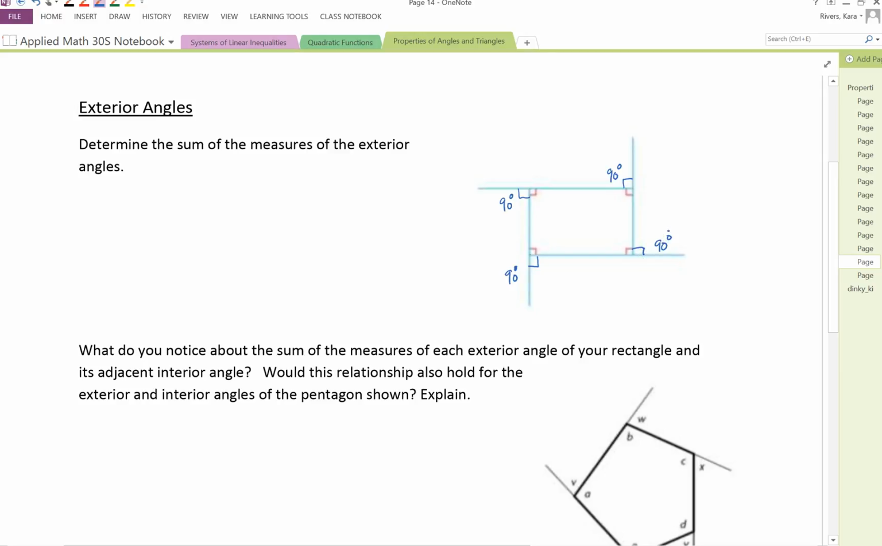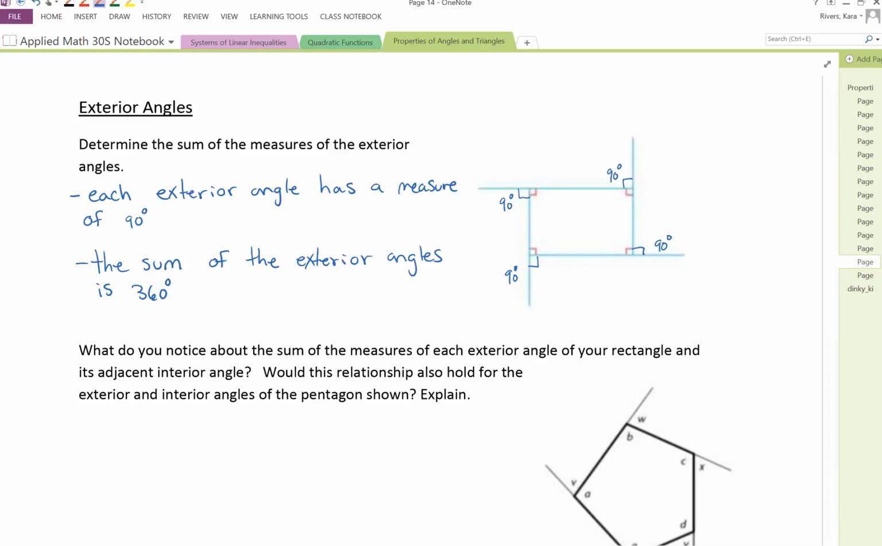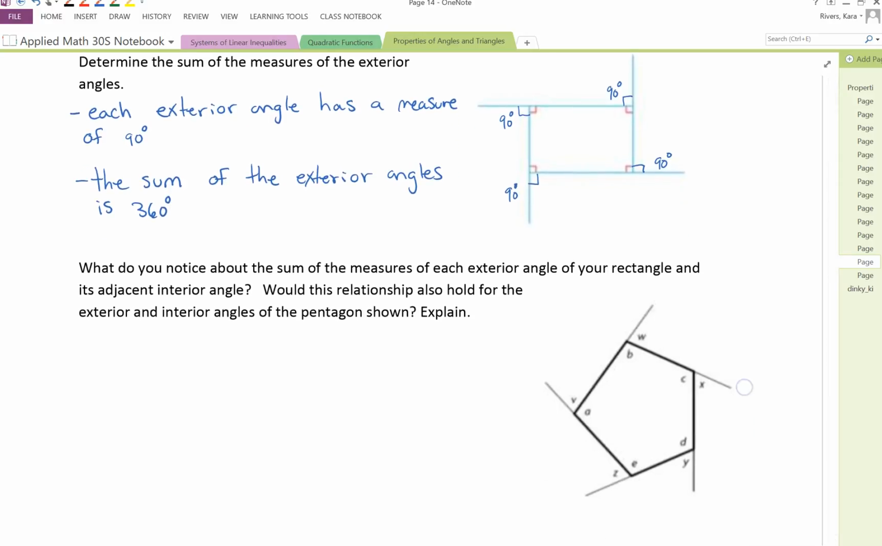Now, how does that relate to the exterior angles of any polygon? Well, in this example, each exterior angle has a measure of 90 degrees. So if we add up all the exterior angles, 90 plus 90 plus 90 plus 90, that gives us 360 degrees. All right, now let's see if this is going to hold for the exterior angles of this pentagon.